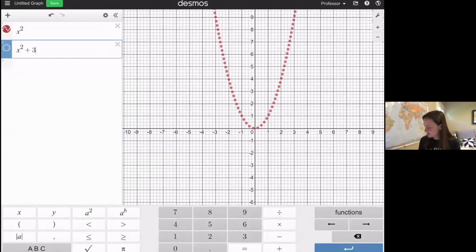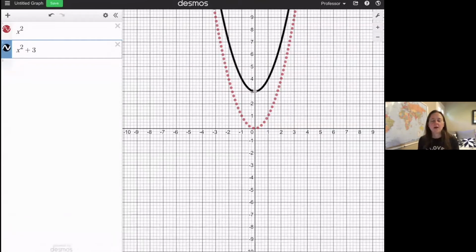Let's say +3 and turn on the graph. All right, and when I added 3, look at what it did. It copied the exact same shape, but it just shifted it up 3 tick marks, right? So that bottom part of the parabola is now sitting up at a y-coordinate of 3. And so this should kind of make sense. All I've done is taken the y-coordinates and added 3 tick marks to all of them.